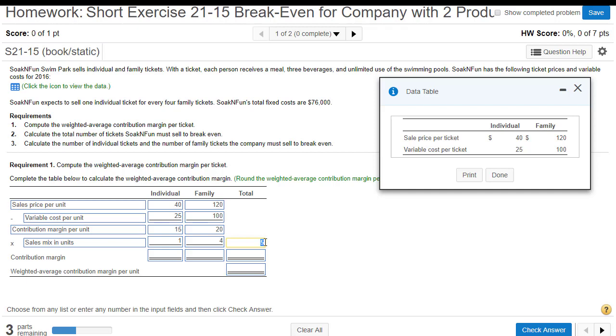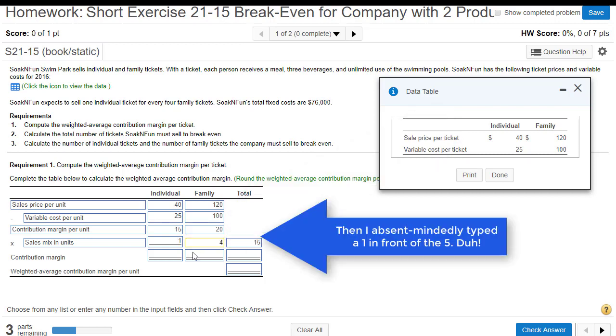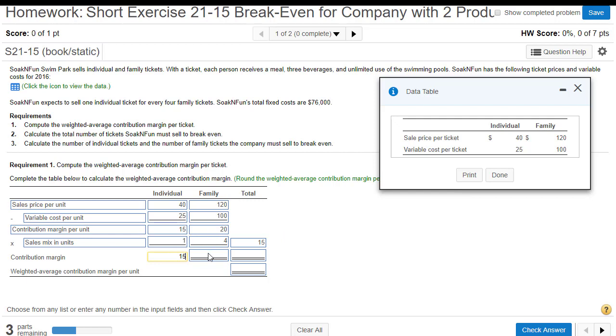So again, what this means is that for every 5 tickets they sell, 1 is the individual and 4 are the family ticket. Now we're going to calculate the contribution margin, which, notice, it says multiply. So 15 times 1 is 15. 20 times 4 is 80. So we just add these 2 up to get the total, so that's 95. So in other words, oops, I screwed up. So this is 5.